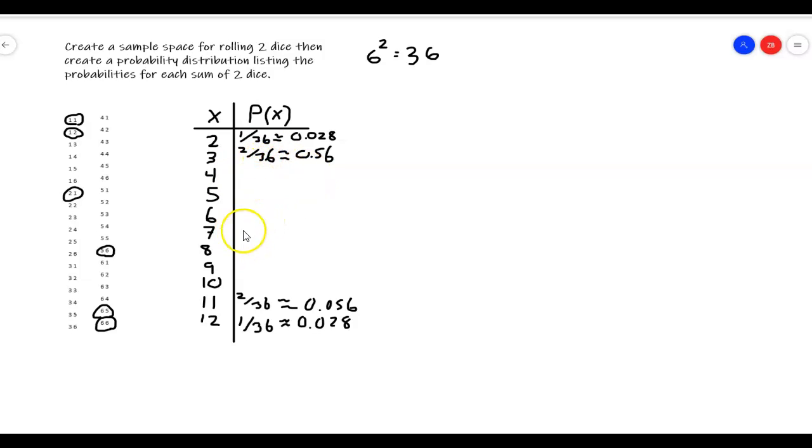And you can keep going all the way down to 7, which is going to be 6 out of 36. And put all of those decimals in. I'm not going to go through each one of those. You can go ahead and try those yourselves. But we're going to have some requirements that I want to talk about in order for one of these distributions or tables to be a probability distribution.